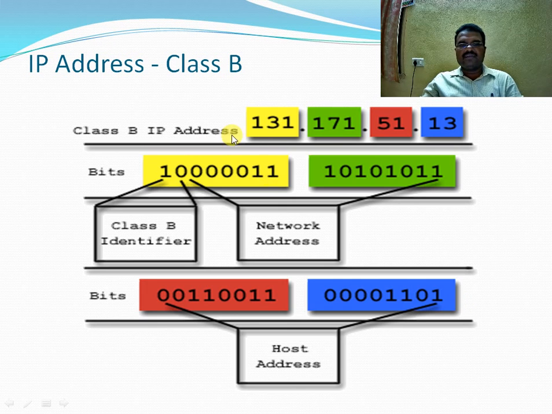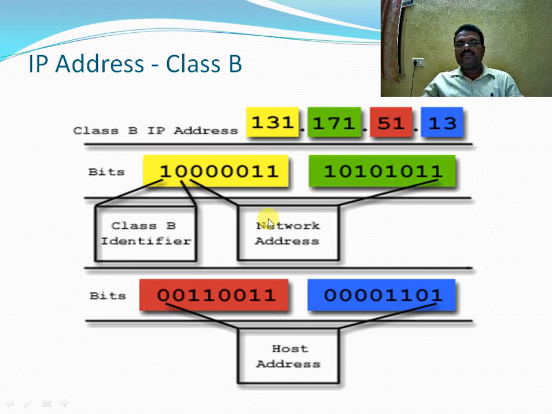So if we take an example, 131.171.51.13. If you convert these numbers into binary, the 10 indicates a class B identifier, and the remaining bits are the network address. These 14 bits are used to identify the network address, and these 16 bits are used to identify the host address.